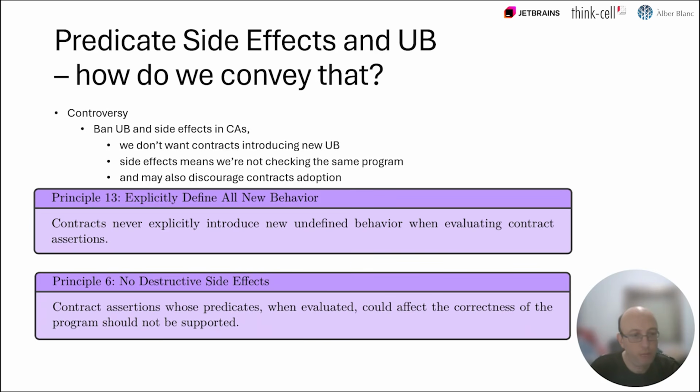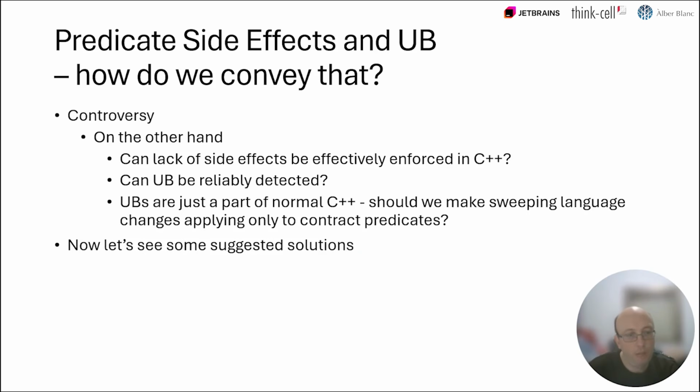We also have two principles that are relevant here. Principle 13, it speaks for itself, and also principle 6, no destructive side effects. But on the other hand, C++ is C++, and we don't want to create a dialect, as I wrote 2 slides back. There have been cases where some communities have developed dialects of C++, and the community tries to actively discourage that. So we definitely don't want that for contracts.